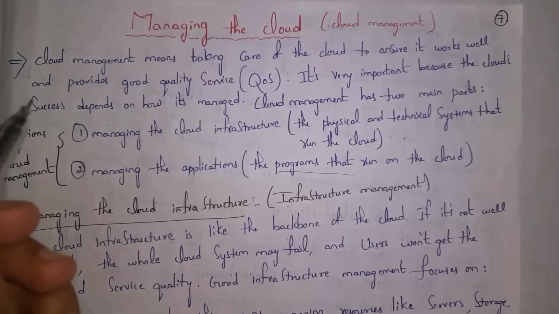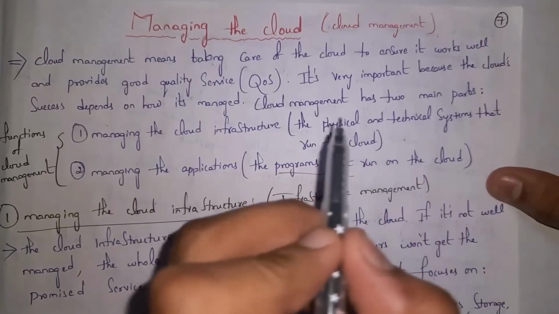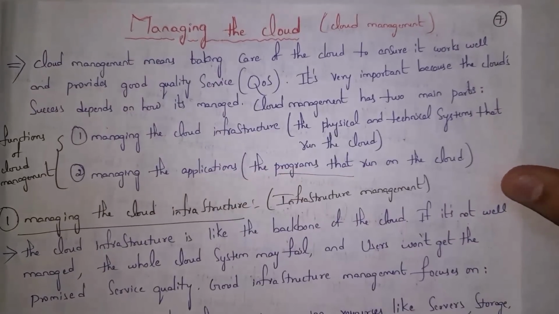So there are some programs in cloud that will manage our cloud applications. And managing the cloud infrastructure means managing physical and technical systems that run the cloud. That is nothing but we need to manage resources like server, storage, etc. that run the cloud. This is all about managing the cloud. That is nothing but cloud management.